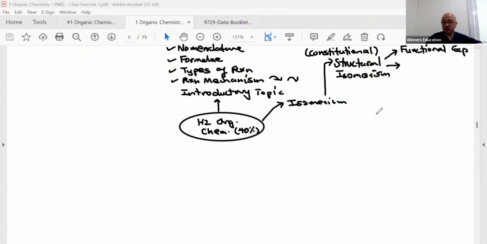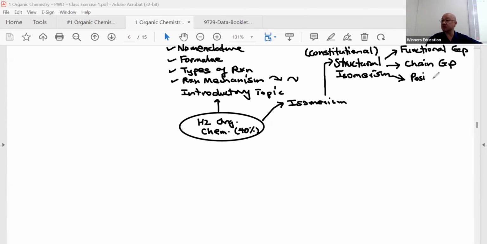Towards the end of it, we'll be doing a lot more, if you have time. So structural means constitutional isomerism, the same word. From there you branch out to become functional group isomerism, and chain isomerism, the straight chain versus the branched chain. And there's one more. Do you still remember? Positional isomers, the position of your functional group or your substituent.